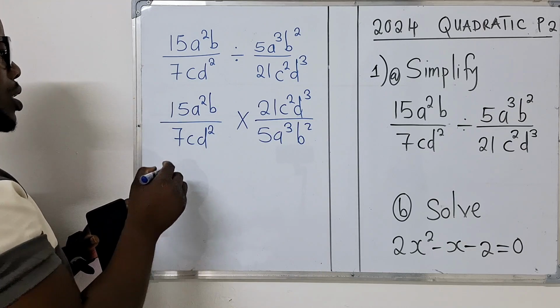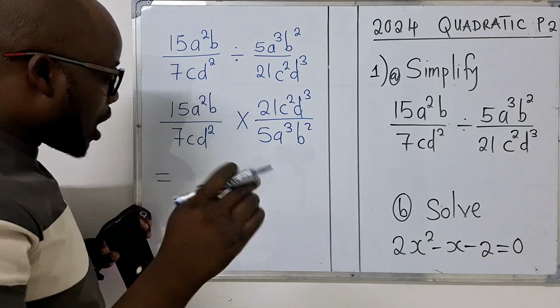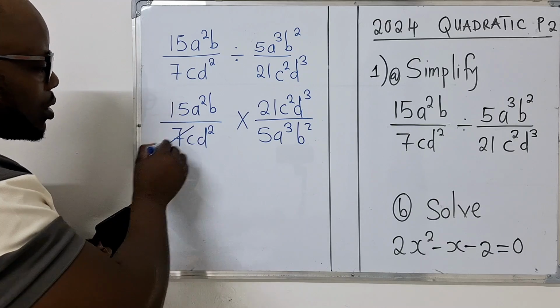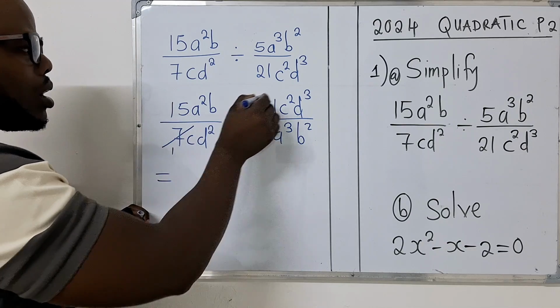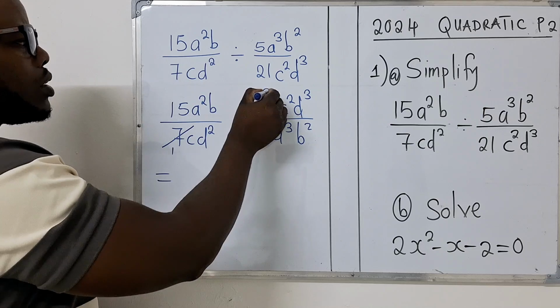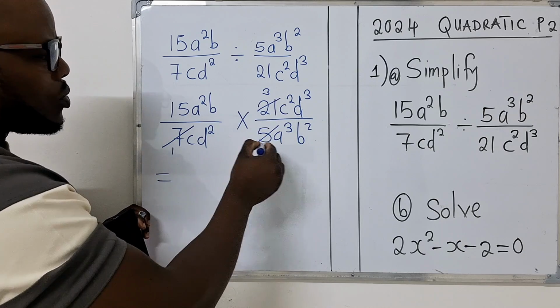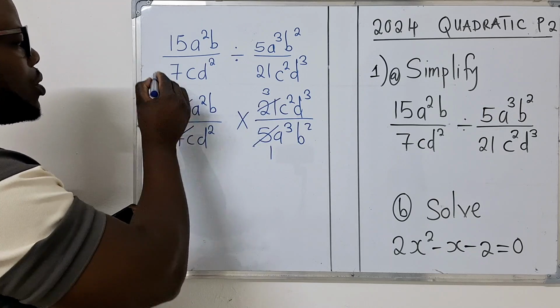So from this stage, of course, now we can start cancelling out things. Let's start with the numbers. 7 into 7, it's a 1. Into 21, it's a 3. And then 5 into 5, it's a 1. Into 15, it's a 3.